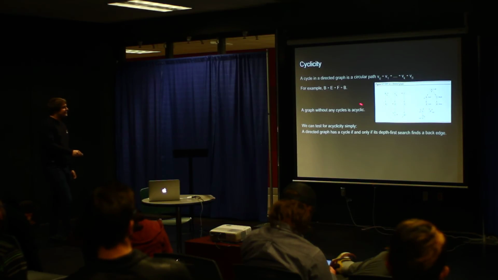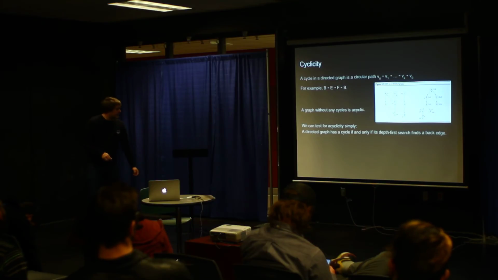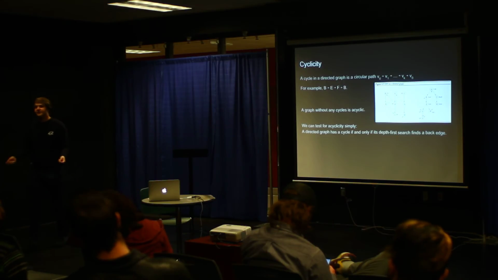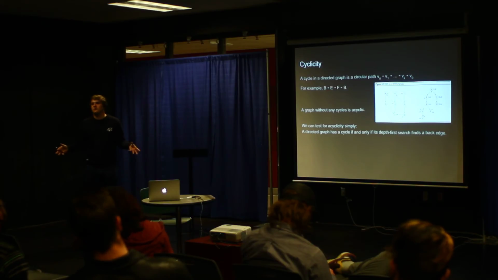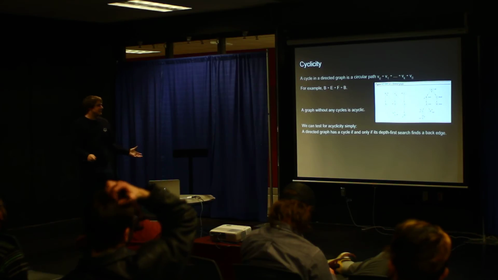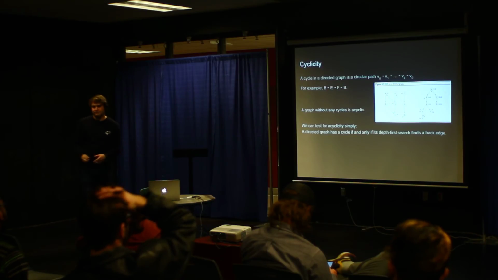So a graph without any cycles is called acyclic, and you can test for acyclicity very easily. If it has no back edges, there's not going to be any cycles, because that means that it never tried to avoid any edges. So very simply, that will mean that there's no cycles. So that's also linear time, which is really nice.